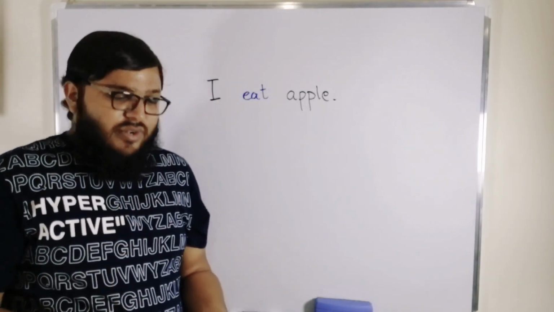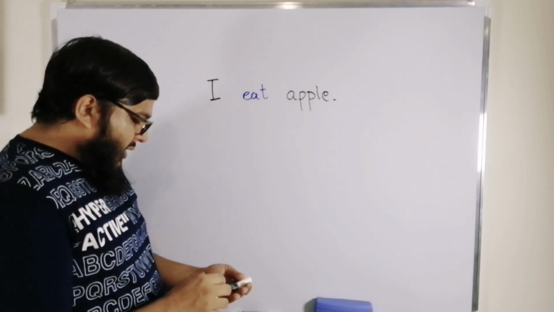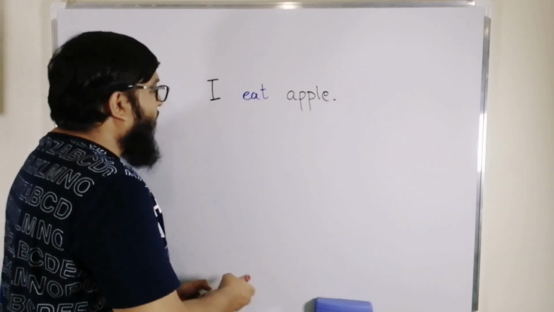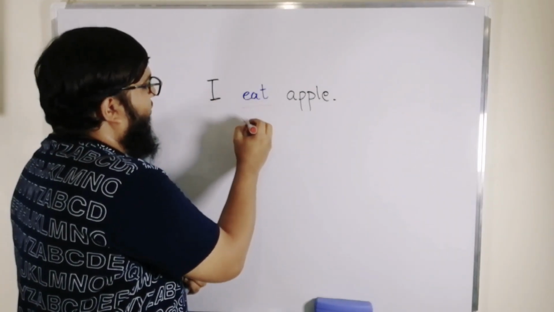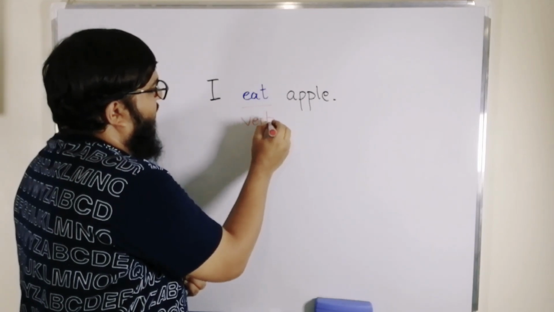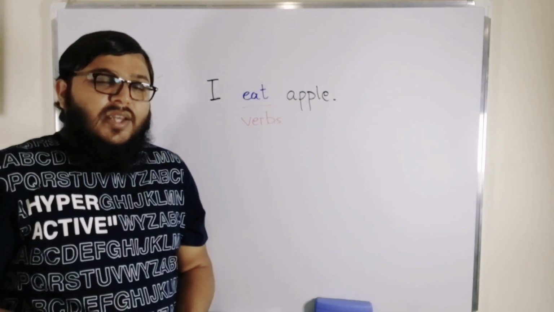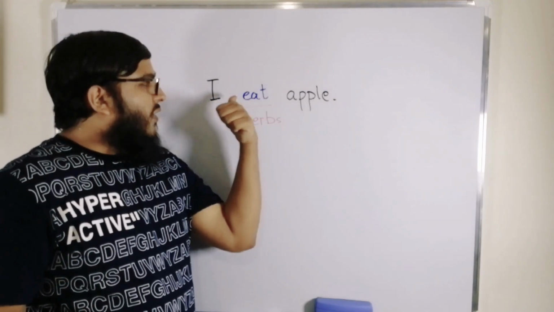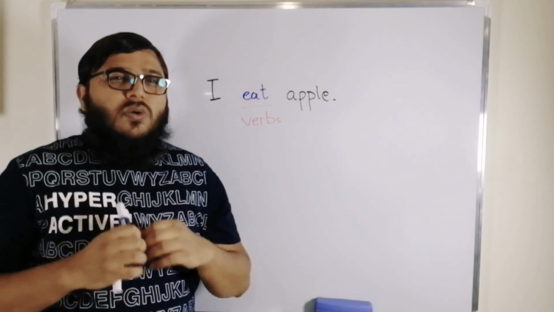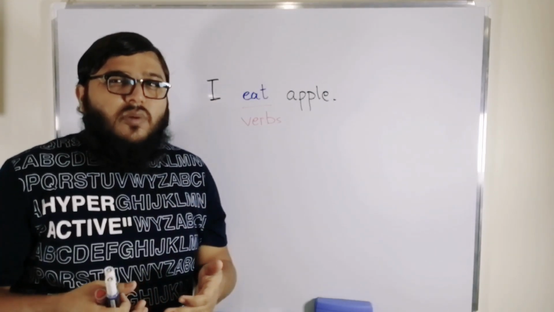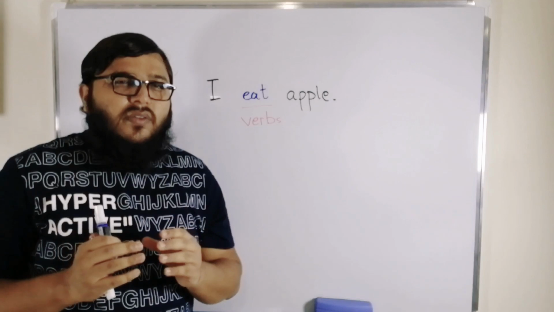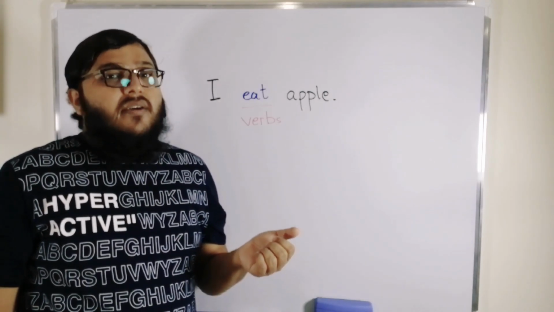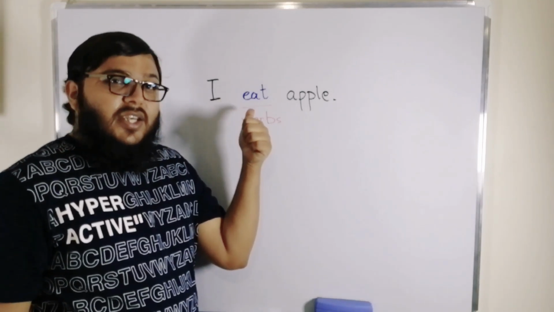What do we call this kind of word in English grammar? This kind of word we call verbs. So why do we call it a verb? Because this word talks about happening, about action. So if any word talks about action or happening, we call it a verb, as you can see here.